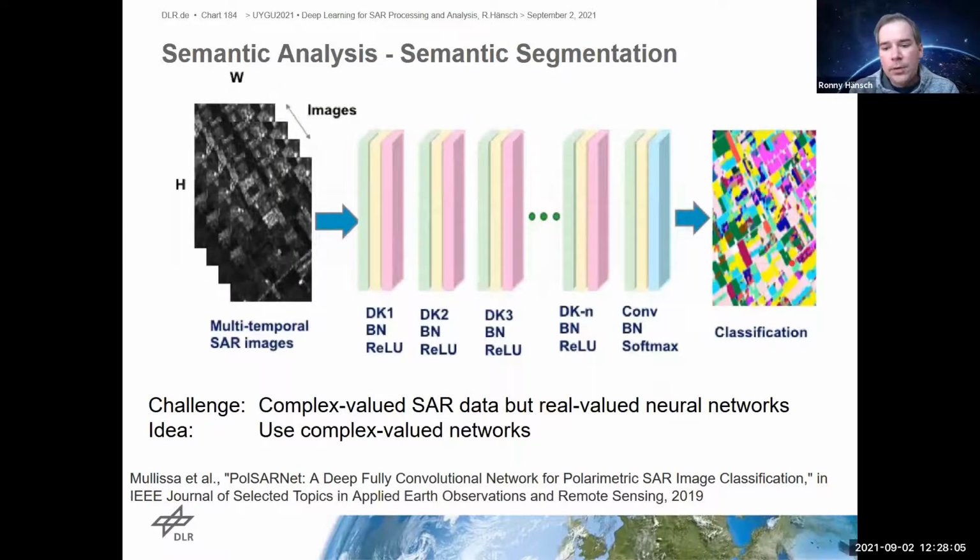All right, but both of those networks still used real valued convolutional networks, right? Standard convolutional networks that were developed and designed for optical data. So the next step was obviously to use something that is directly working on our complex valued data without any kind of real valued feature extraction. And that's what they tried in this work.